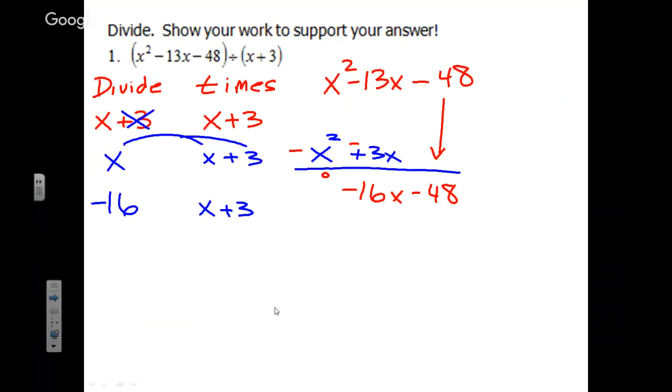We times it again, okay? I want to point out to you that this column is always going to say x plus 3, no matter how many times I do this. So then I distribute that in. Negative 16 times x, negative 16x. Negative 16 times 3.